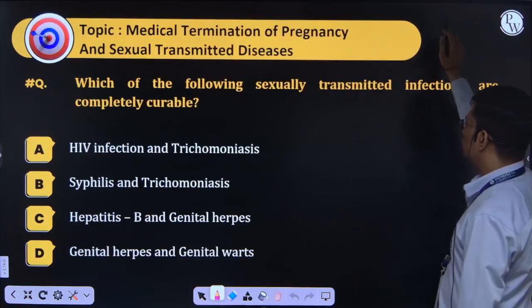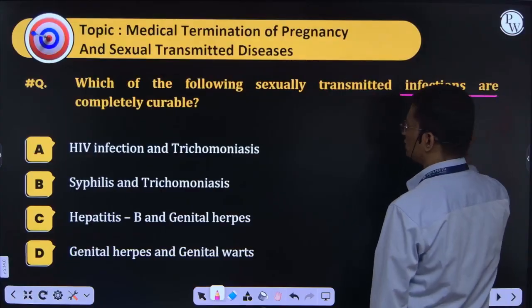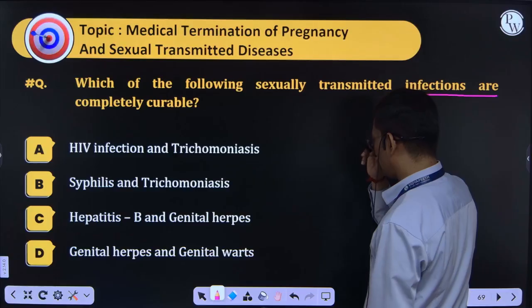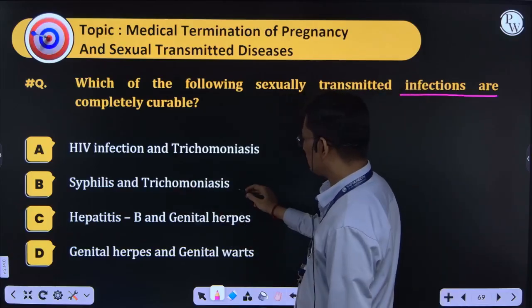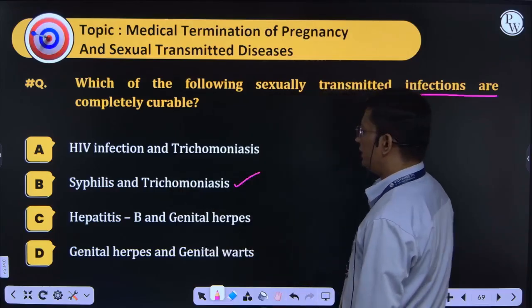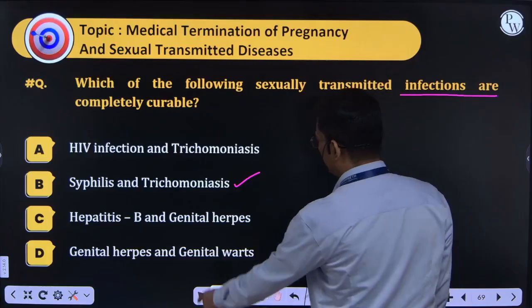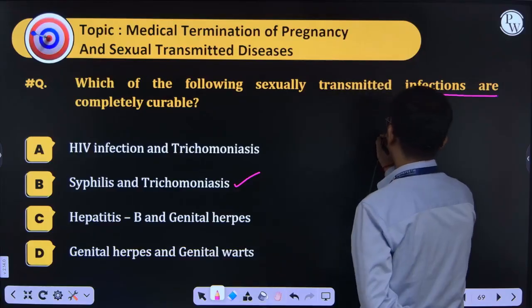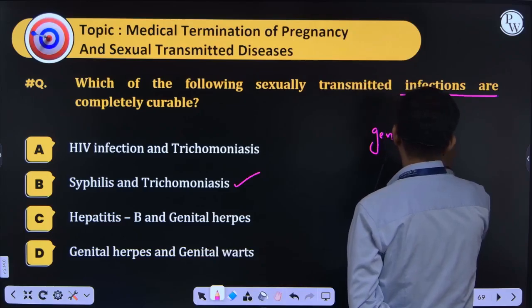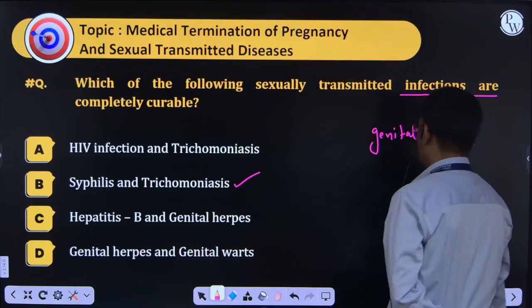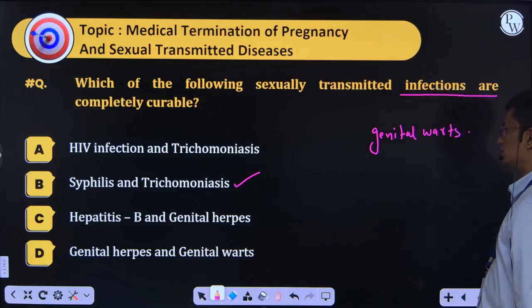Which of the following sexually transmitted infections is completely curable? HIV is not curable. Syphilis and trichomoniasis are curable. Hepatitis B, genital herpes: genital herpes is not cured. Genital warts is curable. Herpes is not cured.